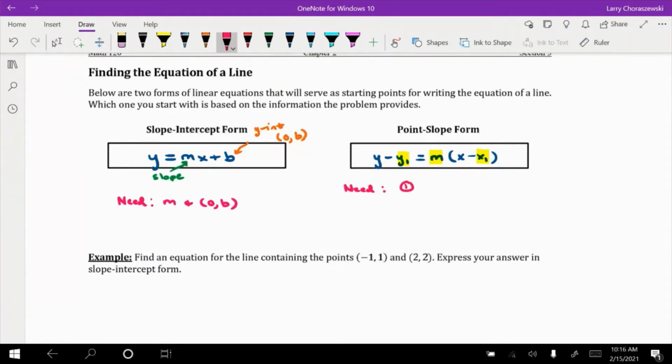One case, it might provide you what the slope is and a point that's different from the y-intercept, x1 comma y1. And this would be enough to start filling out our equation. In some other cases though, you're provided only 2 points on the line. So x1 comma y1 and x2 comma y2.